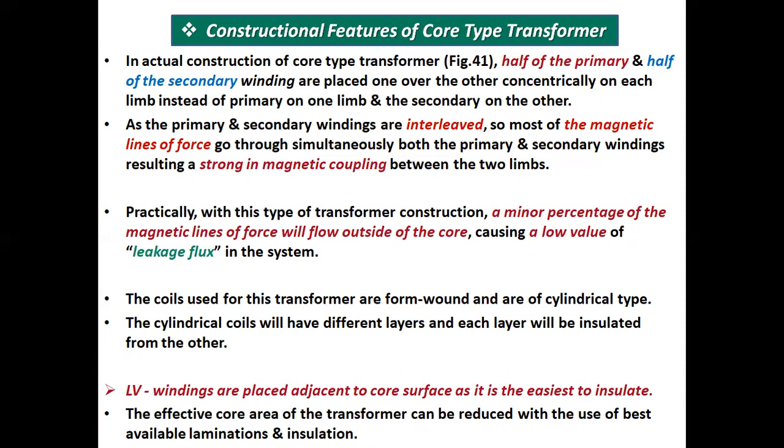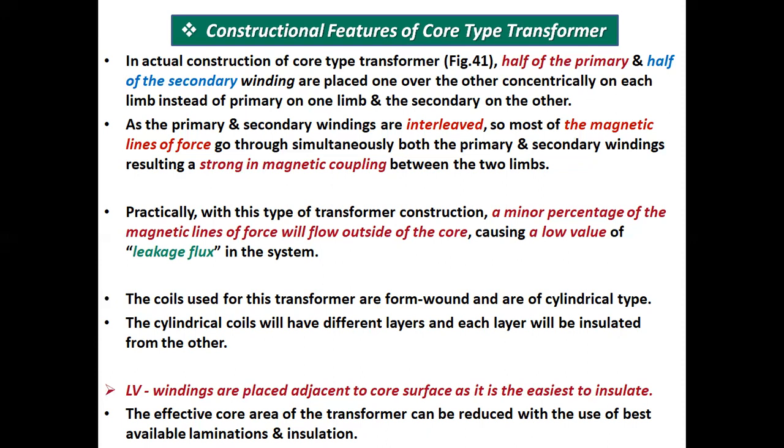Practically, with this type of transformer construction, a minor percentage of the magnetic lines of force will flow outside of the core, causing a low value of leakage flux in the system. The coils used for this transformer are former-wound and are cylindrical type. The cylindrical coils will have different layers and each layer will be insulated from the other. LV windings are placed adjacent to the core surface as it is easiest to insulate.